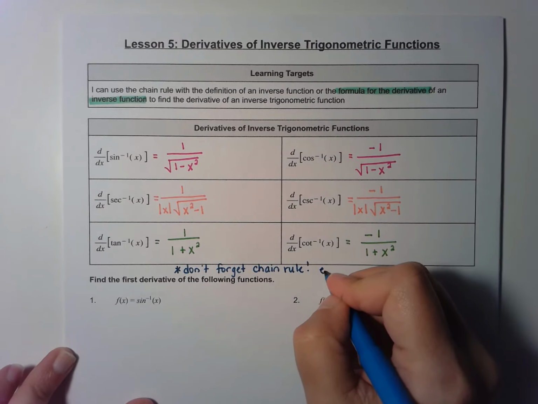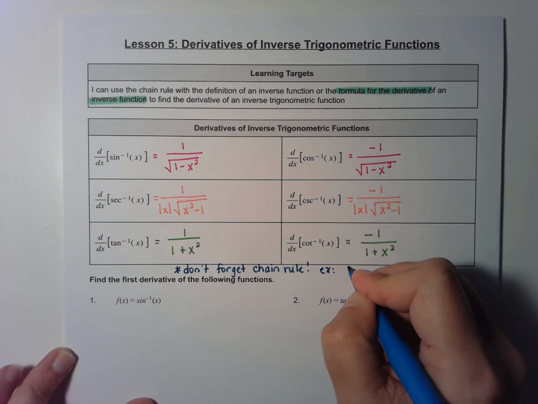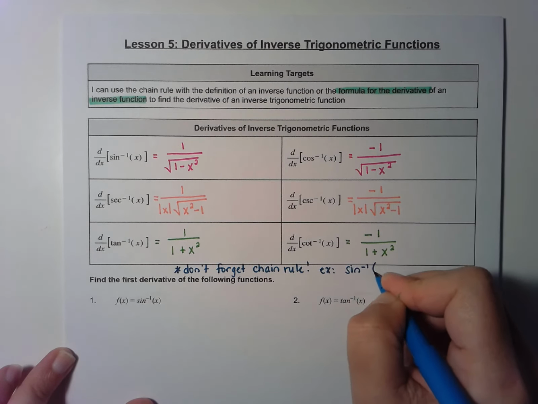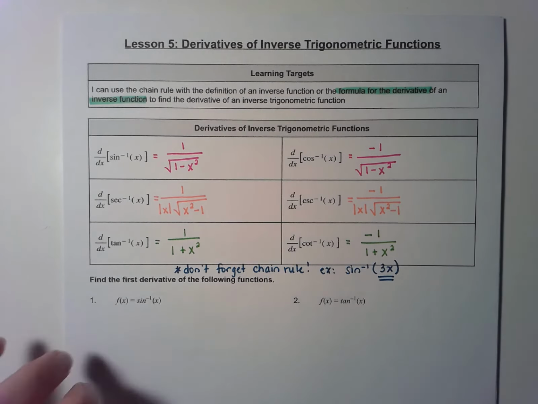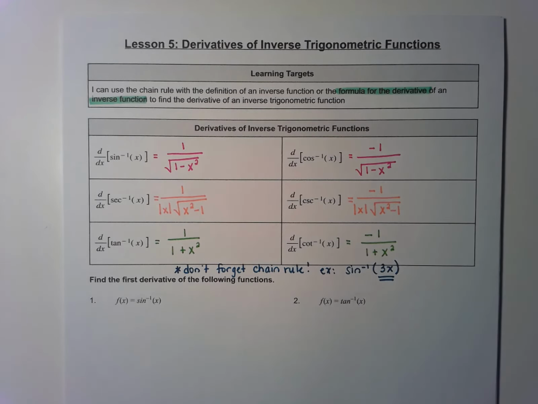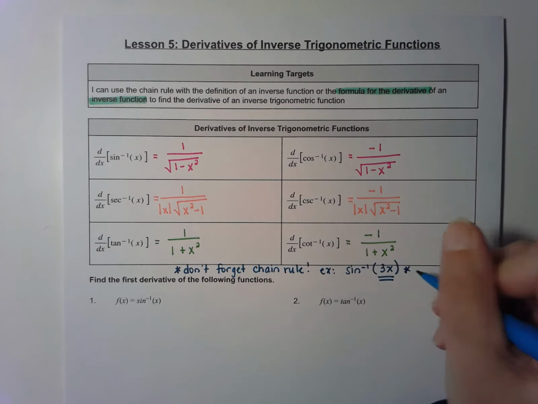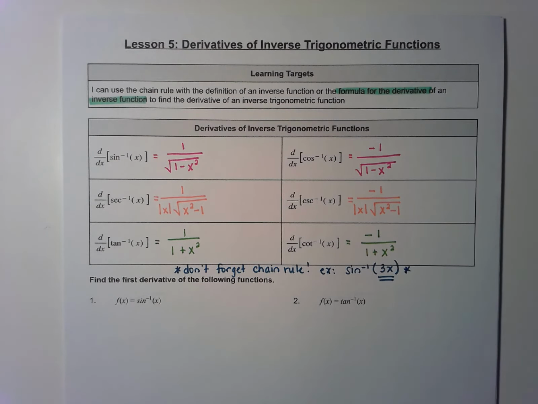So, for example, if you ever have a problem that says inverse sine of 3x, because the x is a 3x this time instead of just an x, you would need to use chain rule when you're doing this problem. We are going to do some examples like that together today, so keep an eye out for those and make sure that you understand how we're applying chain rule combined with inverse trig derivatives.